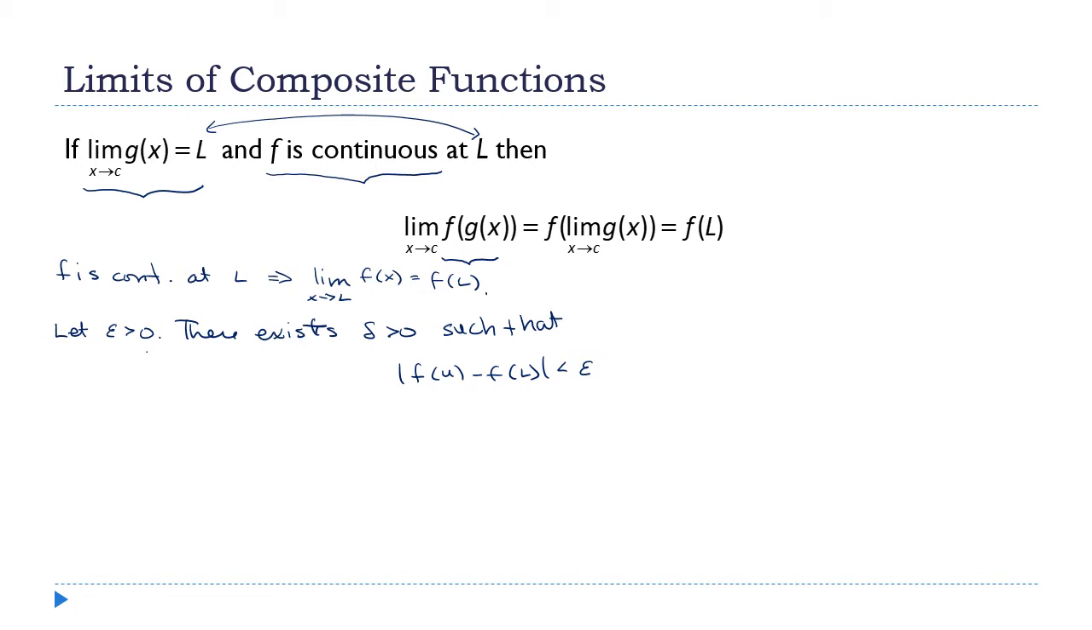Right, so this is true whenever the absolute value of u minus L is less than delta, and I'm going to make this delta 1. I'm going to use delta again in my next step when I'm actually talking about g and getting into the composition. So now I'm going to do this again.